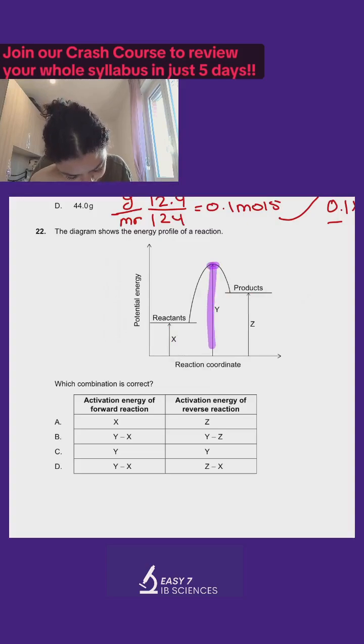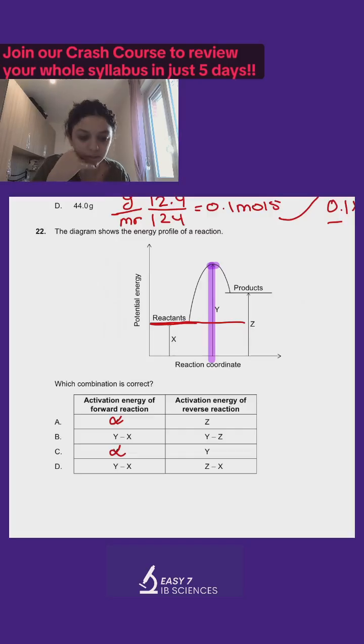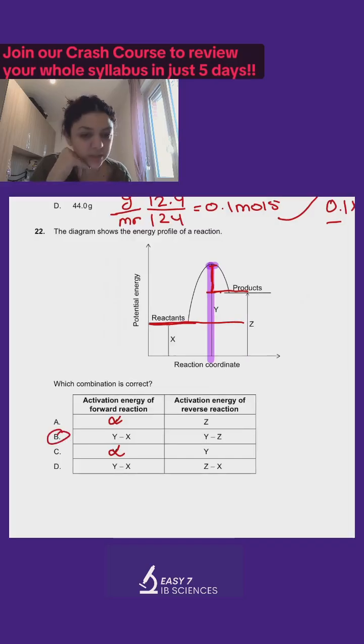So Y minus X gives me my activation energy. So it's definitely not going to be Y, and definitely not going to be X. So it has to be B or D. And then what about the reverse? The reverse is the same thing, but I'm just going this bump here. So that's why my answer has to be B.